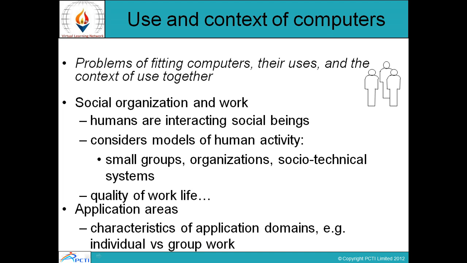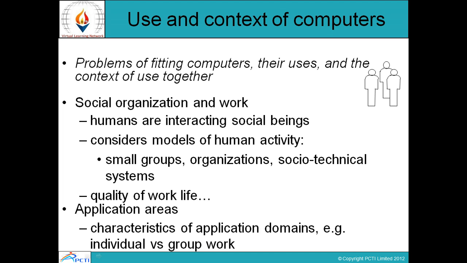Next one is use and context of computers. Now, problems of fitting computer, their uses and the context of use together. So, computer और उसका usage, these are the two sort of context that we have to use. Social organization and work. Humans are interacting social beings. They are considered a model for the human activity. Small group, organization, socio-technical system, they all form the use and context of the computer.